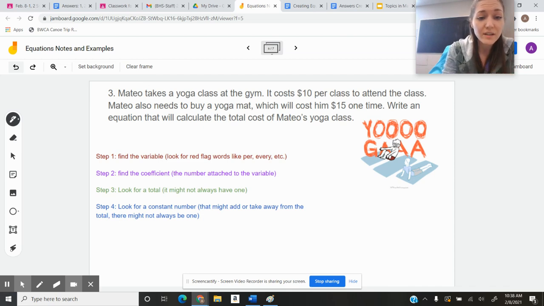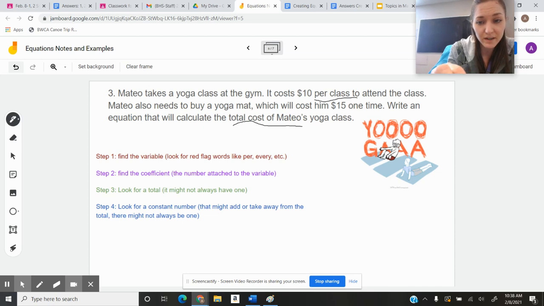All right, Mateo takes a yoga class at the gym. It costs $10 per, that's a sign that there's going to be a variable, $10 per class to attend the class. Mateo also needs to buy a yoga mat, which will cost him $15 one time. So he's only going to buy it one time. He doesn't have to buy it like every single time he has a class. Write an equation that will calculate the total cost of Mateo's yoga class.